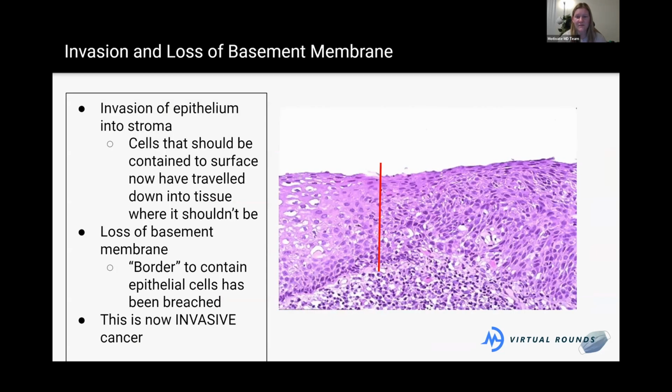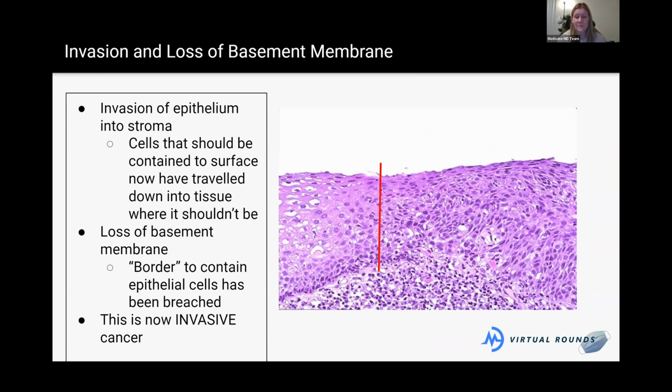And then lastly, the invasion of the basement membrane and into the underlying tissue. So cells that would otherwise be contained to the surface are now not. And you can see this here. This is showing a transition: these are the more normal cells over here. Again, we have this nice single layer of cells down at the bottom. And then we have this progression of flattening out and spreading out as we go up.